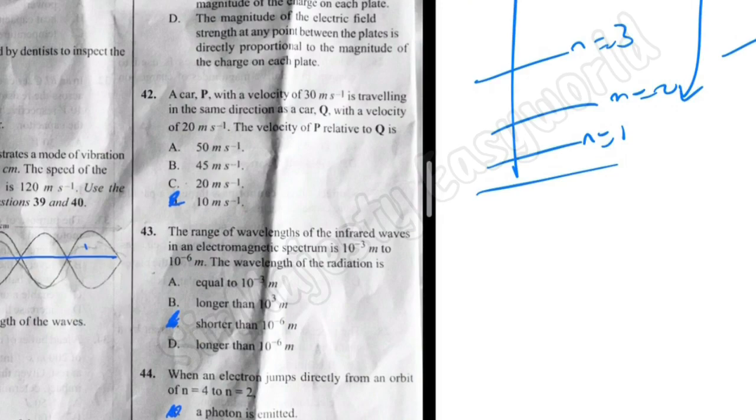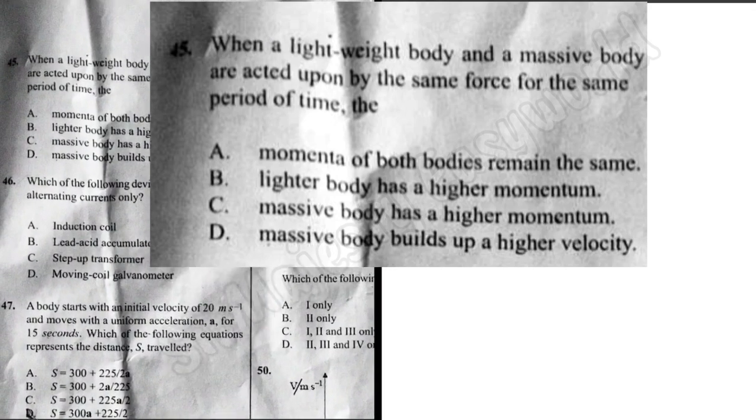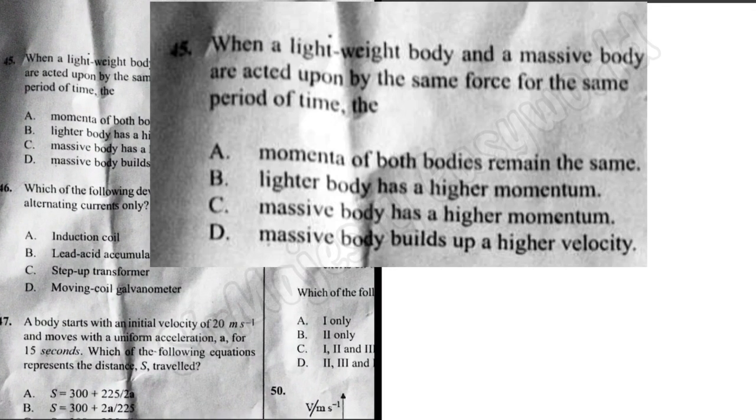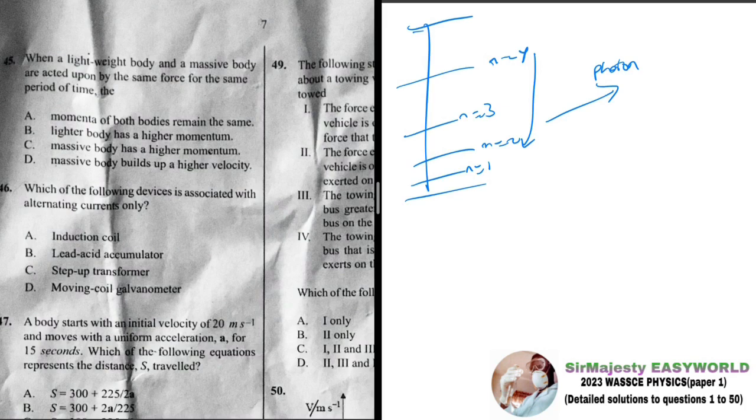So the next question is, when a lightweight body and a massive body are acted upon by the same force for the same period of time, the momentum of both bodies remains the same. Don't be confused saying that the massive body will have a higher momentum because it's more massive. You might feel like the velocity was not given, so it still has a higher mass. No, you have to understand the question first.